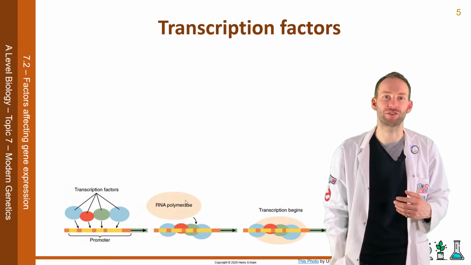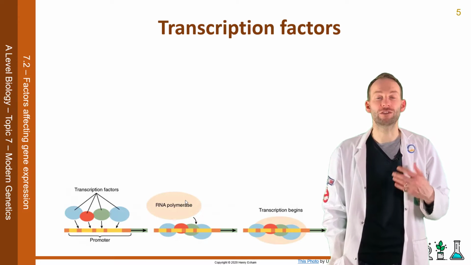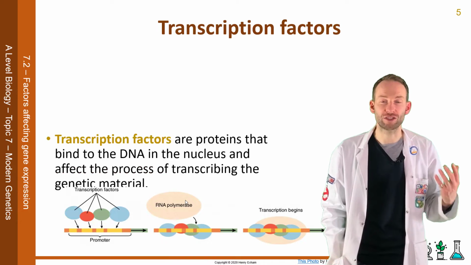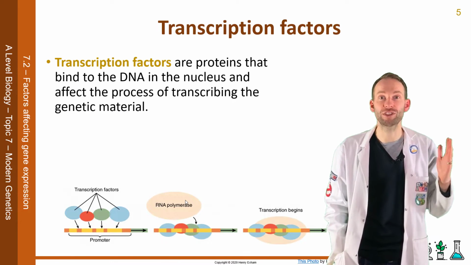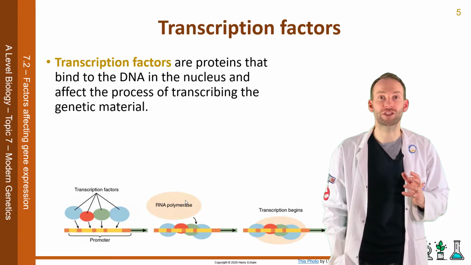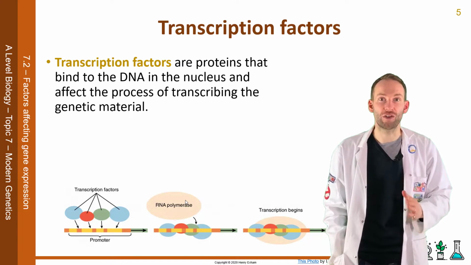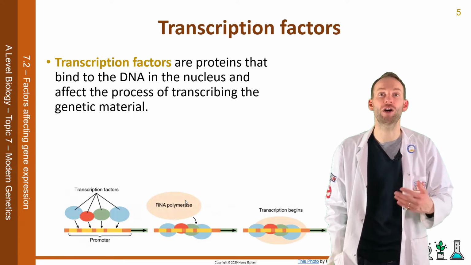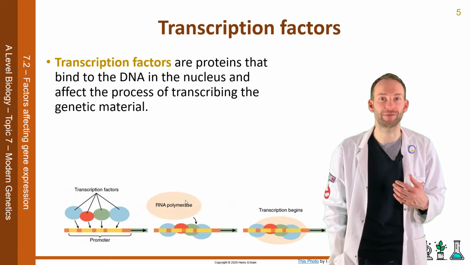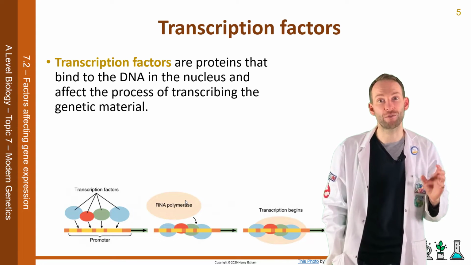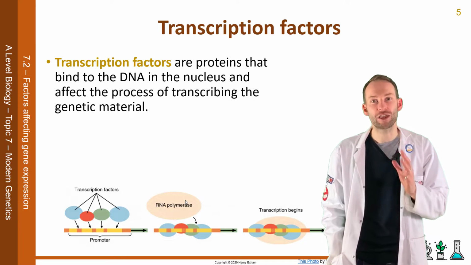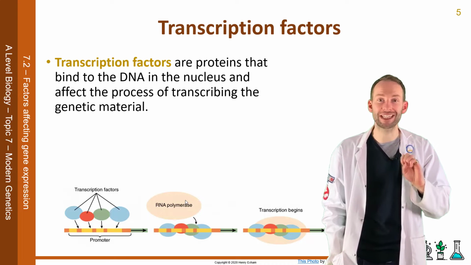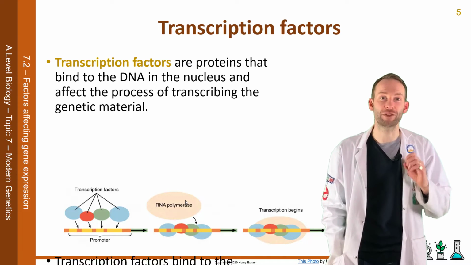So, what are transcription factors? Well, they are the most common way of controlling gene expression, and this is by switching on and off the transcription of certain genes. Transcription is when the DNA is unwound and unzipped, and the messenger RNA is produced, which is complementary to the DNA code. Okay? It's the first part of expressing a gene and making a protein. Transcription factors are proteins that bind to the DNA in the nucleus and affect that process of transcribing the genetic material.